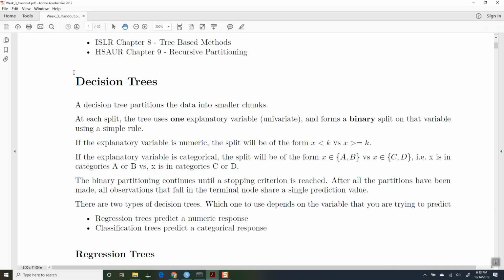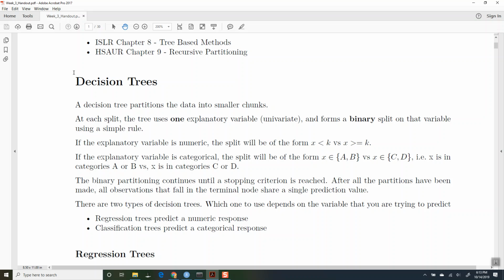If the explanatory variable is numeric, it's going to be of the form: you've got some number k, and you ask, is x less than k, yes or no? Either it's yes and you go down this side of the branch, or no and you go to the other side. If it's categorical, it's going to be, is x either this or this? So is your value in categories A or B, or it's not, and you go down this side of the branch or not. Then you keep doing this binary splitting until you reach some kind of stopping criterion.